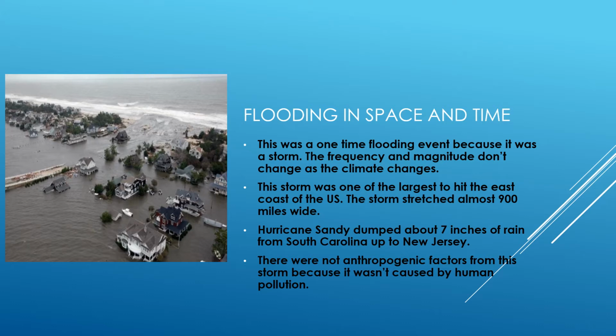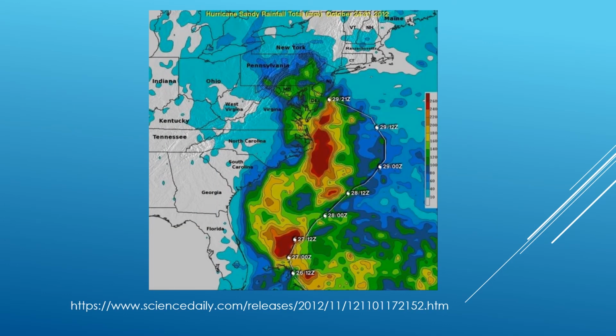Hurricane Sandy dumped about 7 inches of rain from South Carolina up to New Jersey. There were no anthropogenic factors to the storm because it wasn't caused by human pollution or any other human factors. It was just a naturally occurring thing. This picture here is meant to show rainfall in millimeters and to show where it was more intense. As you can see, the red is almost 10 to 13 inches, and the green ended up being 7 to 8.